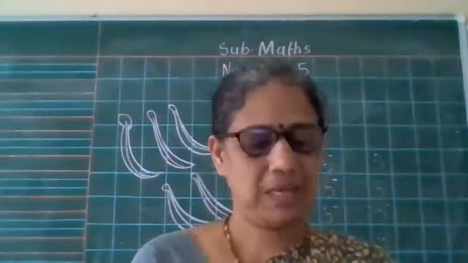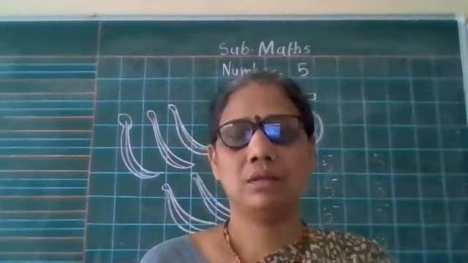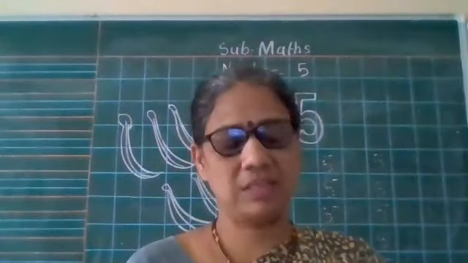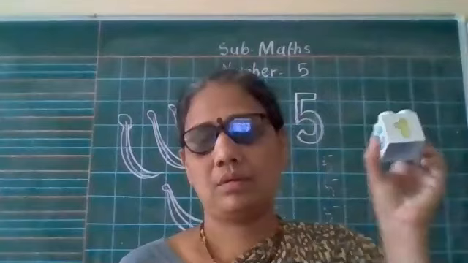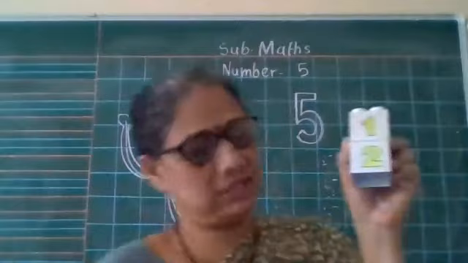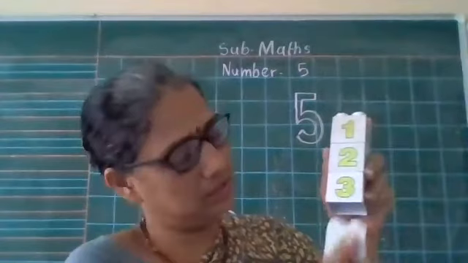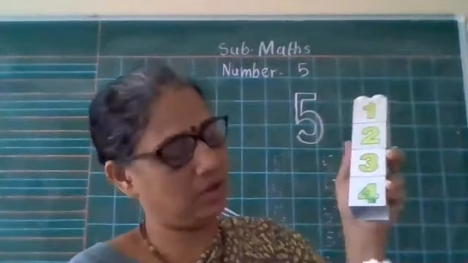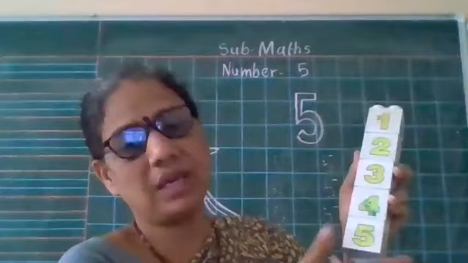Okay, I have some blocks. On these blocks, numbers are written. You will identify these blocks' numbers. This is one number block. This is two number block. This is three number block. This is four number block. And now, here is the five number block. Count these blocks.